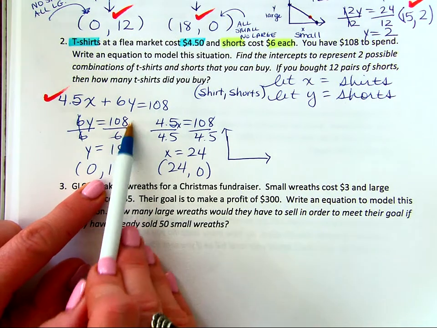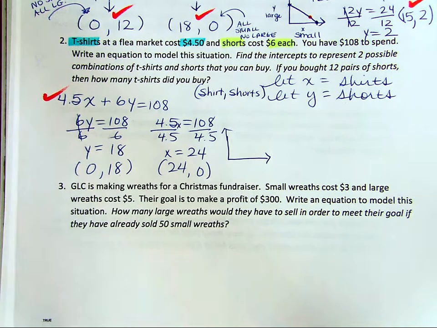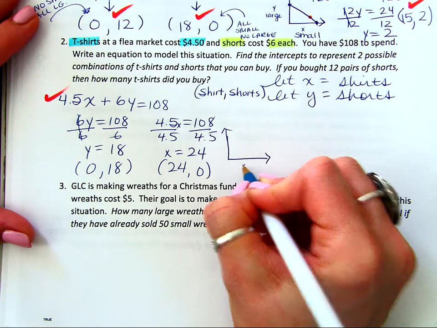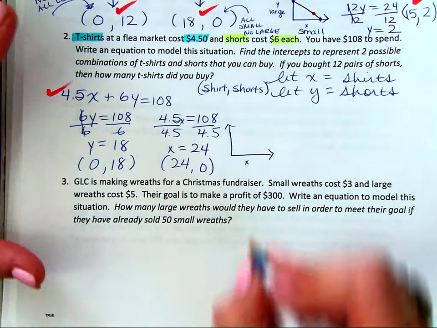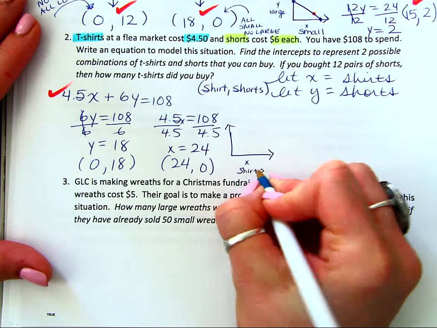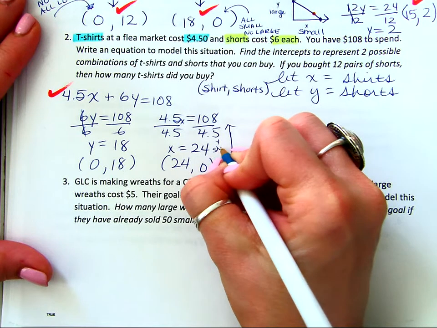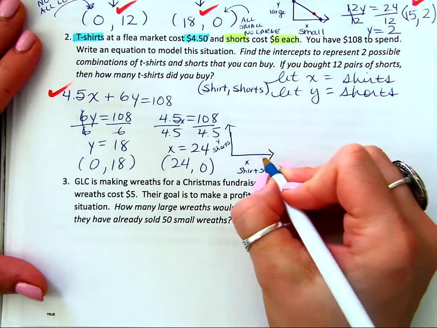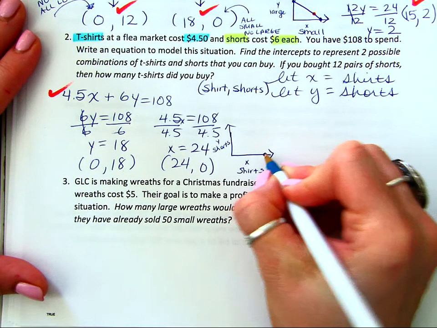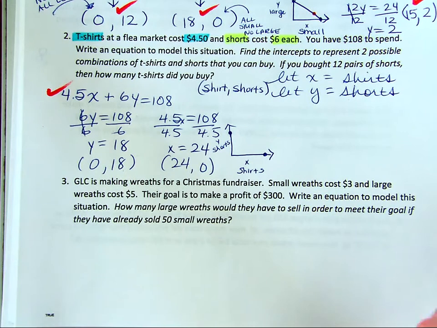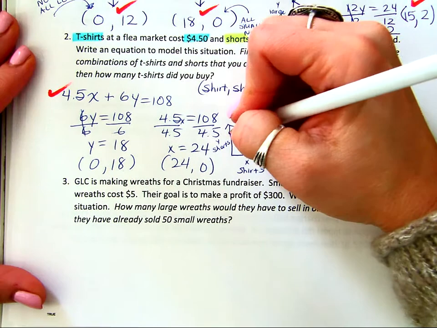Are you getting this? So here is your x, and here's what I want you to do. Even though it's just a little sketch, still fill it out. What is your x? Shirts. And your y is shorts. And I'm getting 24 shirts but no shorts, 18 shorts but no shirts. So I have my two ordered pairs.